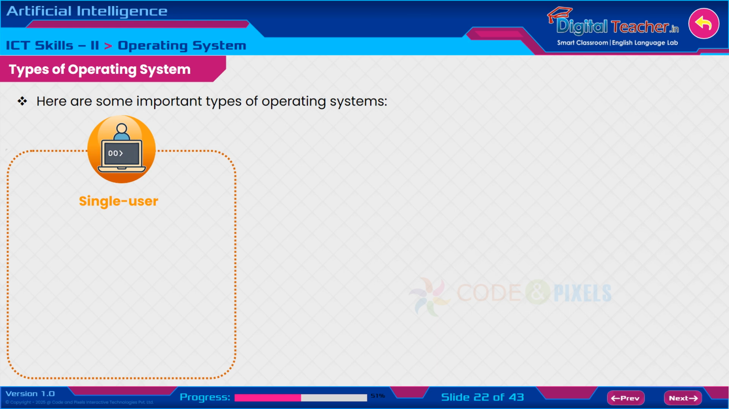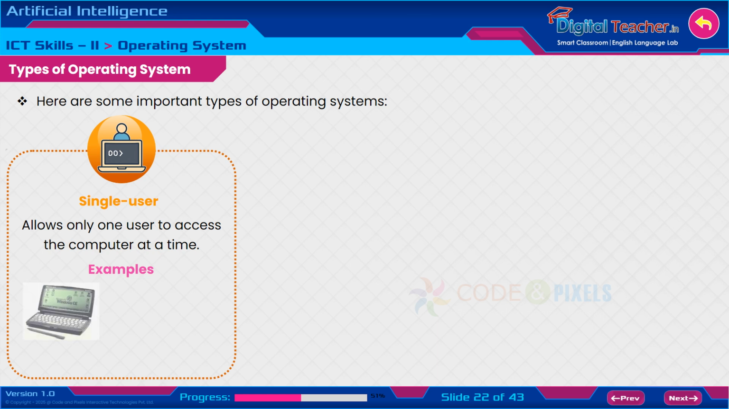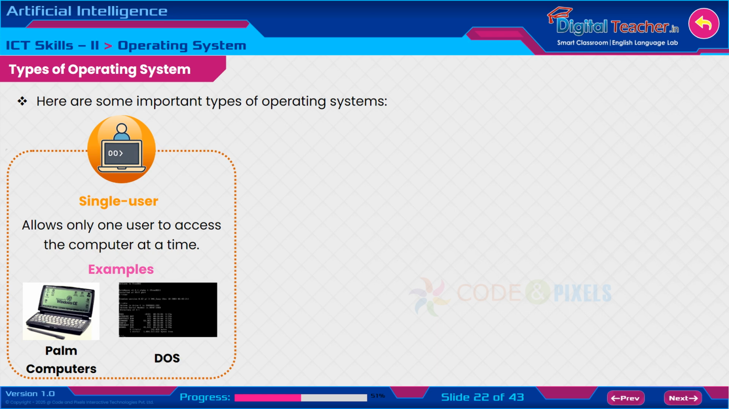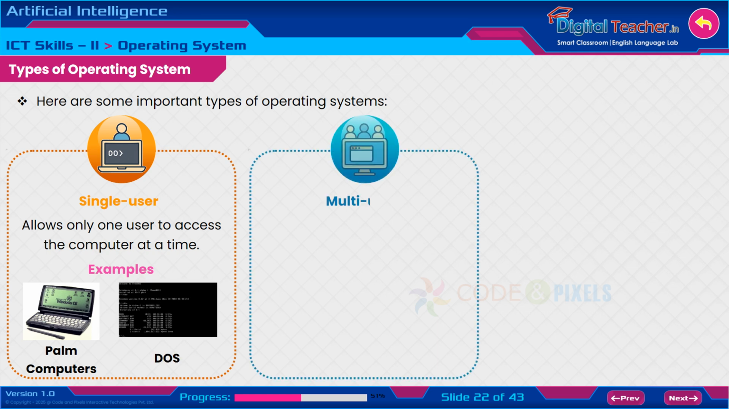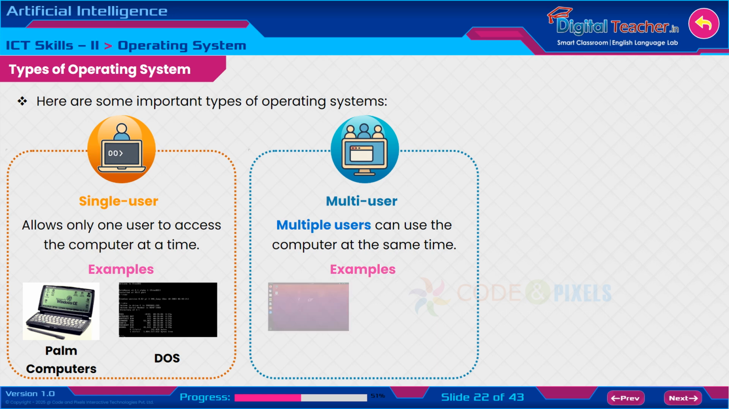Single-user operating system. This type of operating system allows only one user to access the computer at a time. Examples of single-user operating systems are Palm computers and DOS. Multi-user operating system. In this type of operating system, multiple users can use the computer at the same time. Examples include Linux and Windows.